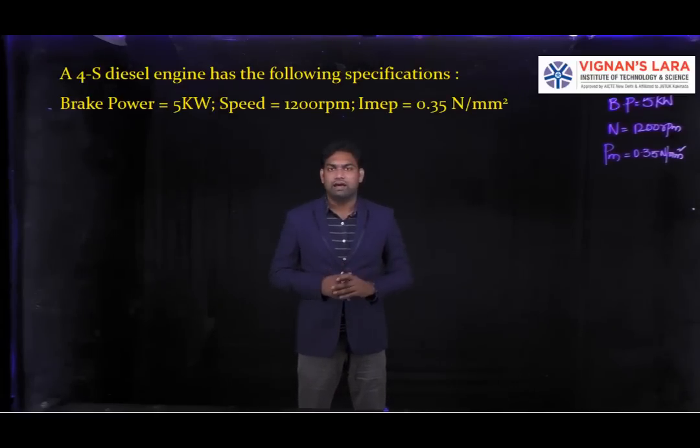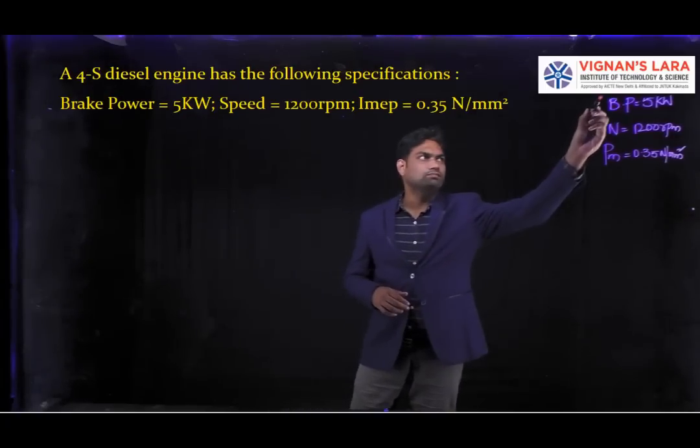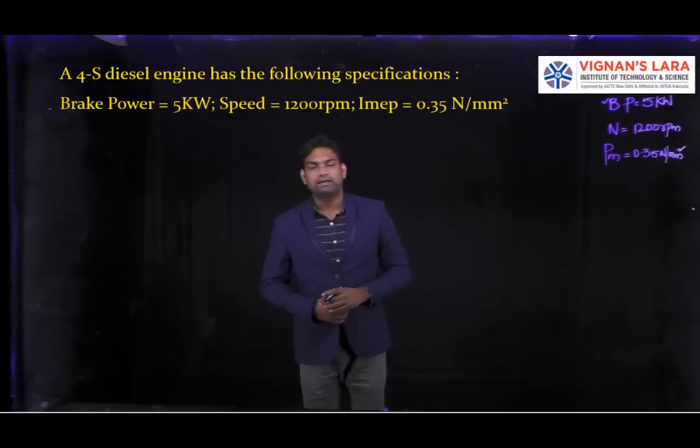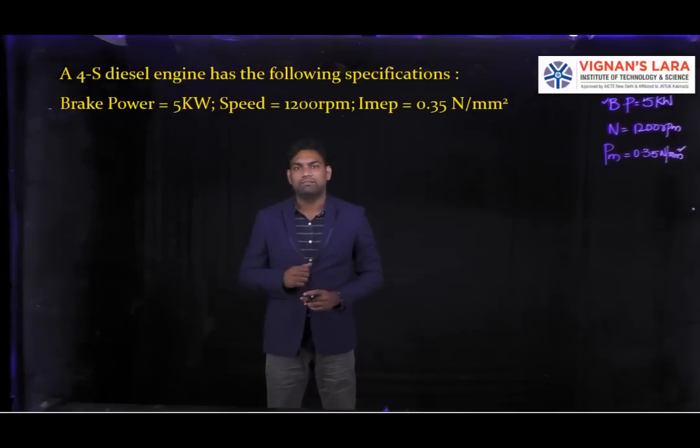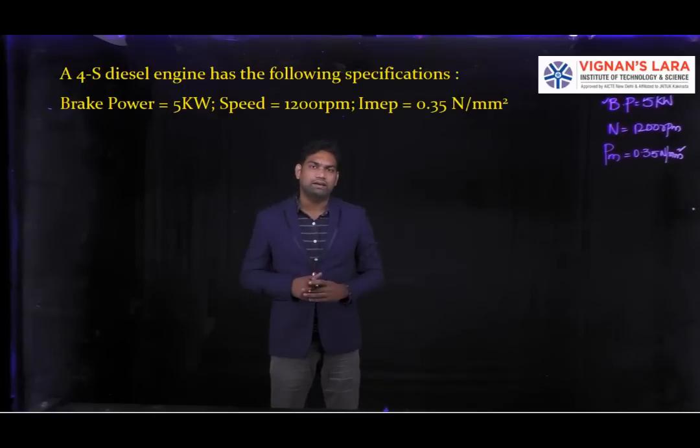We need to design an IC engine cylinder. As I stated, the design of an IC engine cylinder starts with the cylinder bore. That is calculated using the equation of indicated power. Is the indicated power given in the problem? No, they mention only the brake power. So we need to find the indicated power first in order to calculate the diameter of the cylinder. How do we calculate the indicated power? From the brake power, it is calculated using the mechanical efficiency.